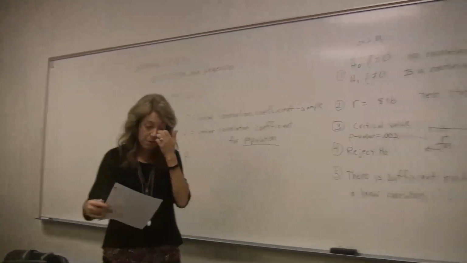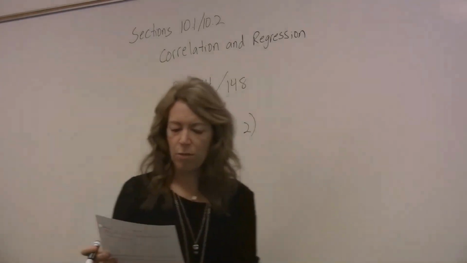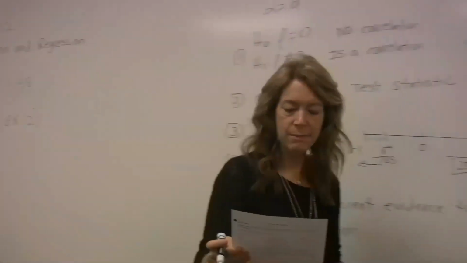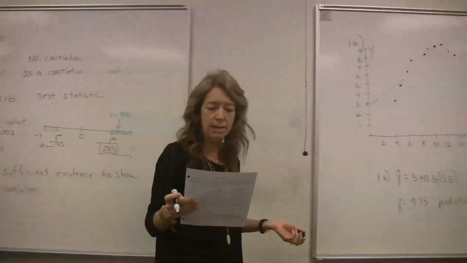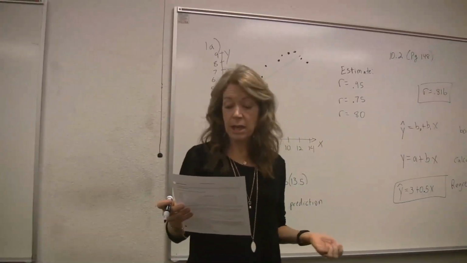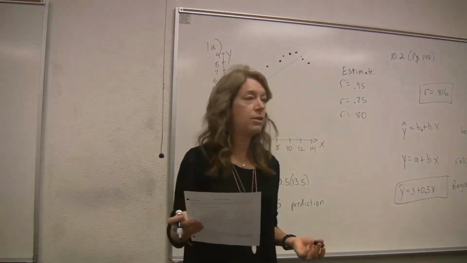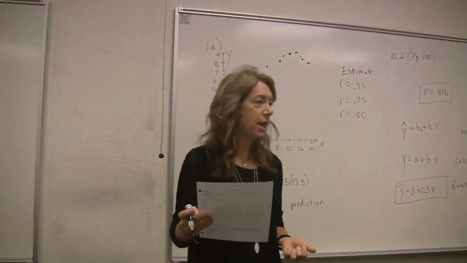Look at example 2. So we have concerns about global warming. There's some data here about the carbon dioxide levels and the temperatures. And it says use a 0.05 significance level to test if there's a linear correlation between temperature and carbon dioxide levels.